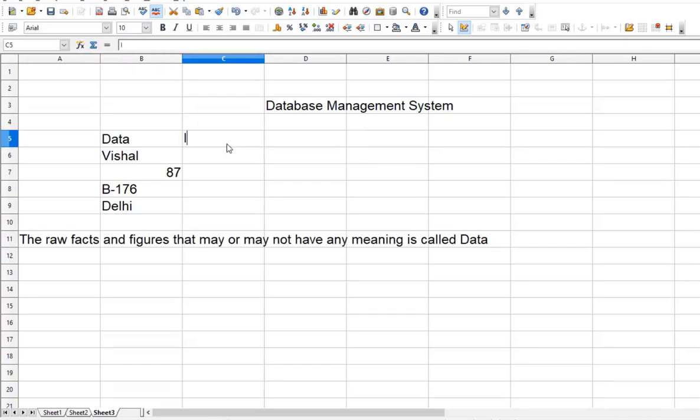The next is information. Now, what is information? Information is the processed form of data which is meaningful. Once we have done some processing on the data, we had some data available with us, and now we have done some processing on that particular data. And now after processing, the information which we get has a specific meaning. It's meaningful. It's useful for us. That's called information.